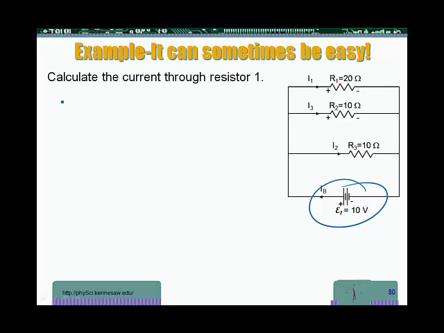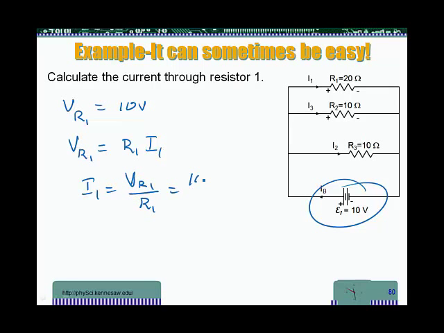So we know that the voltage across R1 is just 10 volts. And the voltage across R1 is given by Ohm's law. It's R1 times I1. So to find I1, it's as simple as VR1 over R1, which is 10 volts over 20 ohms, which is 0.5 amps. That's an easy question.